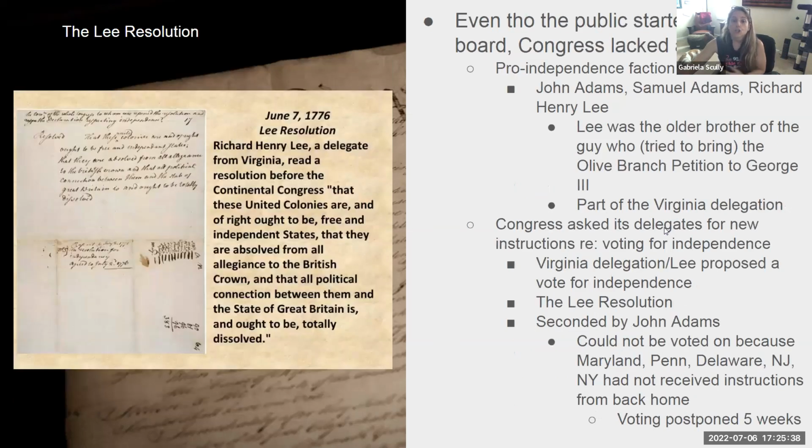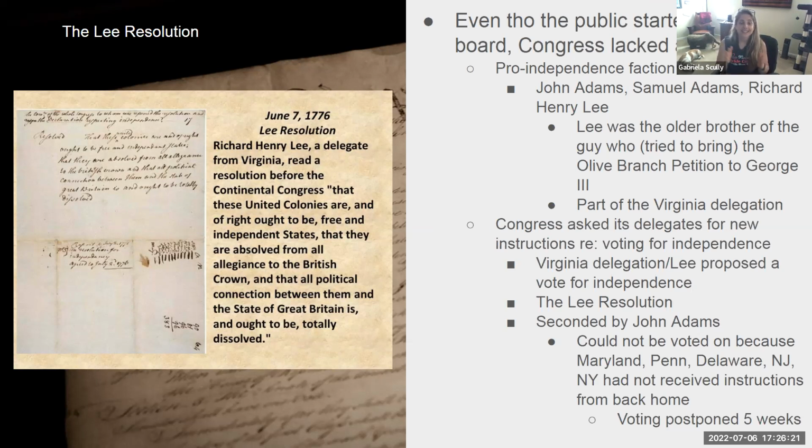Okay. So the public starts to be like, hey, have you heard Common Sense? But again, Congress has no authority whatsoever to do any of this. So a bunch of people who are very pro-independence get together. Remember, that's John Adams and his cousin Samuel Adams, and Richard Henry Lee. Arthur Lee is the guy who goes to England with the petition. The older brother, Richard Henry Lee, stays back and becomes part of this core of people in Congress who are also agitating for rebellion. So he's part of the Virginia delegation, like his brother.